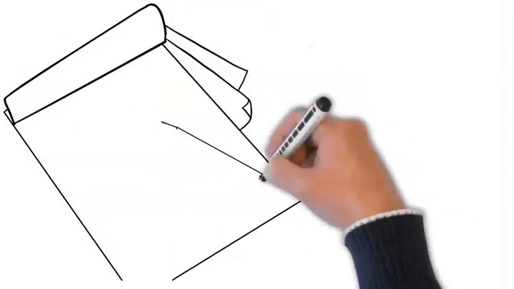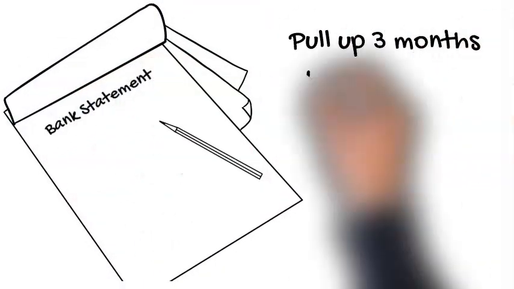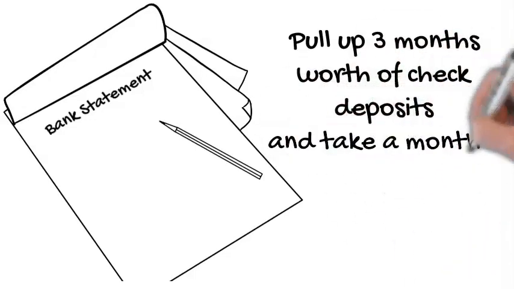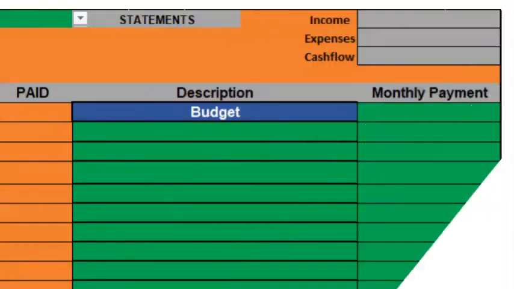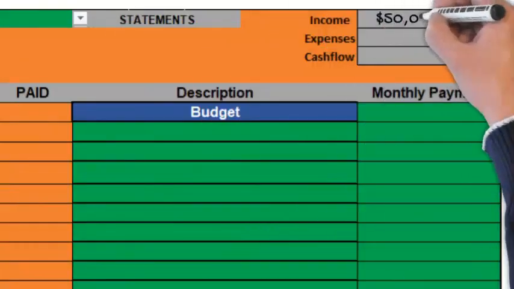To get your income, pull up 3 months worth of bank statements or wherever you have your checks deposited to. Take a monthly average of those 3 months. Once you have decided your income, enter it in the income field.